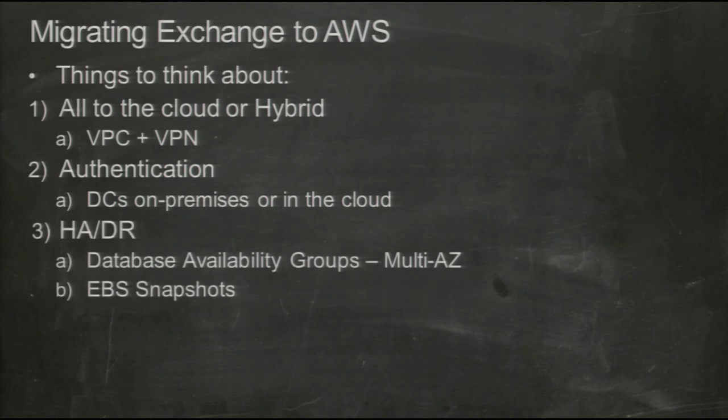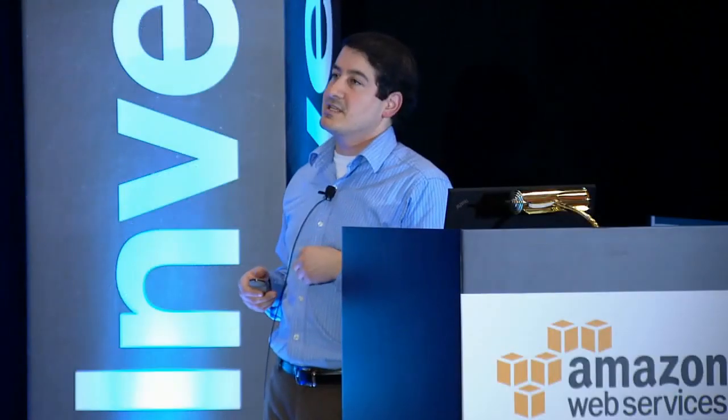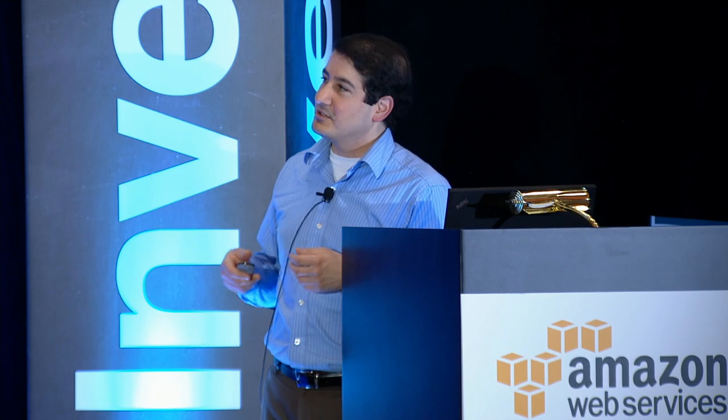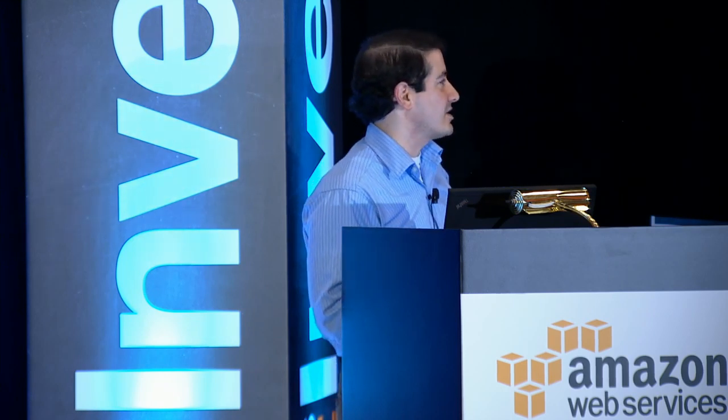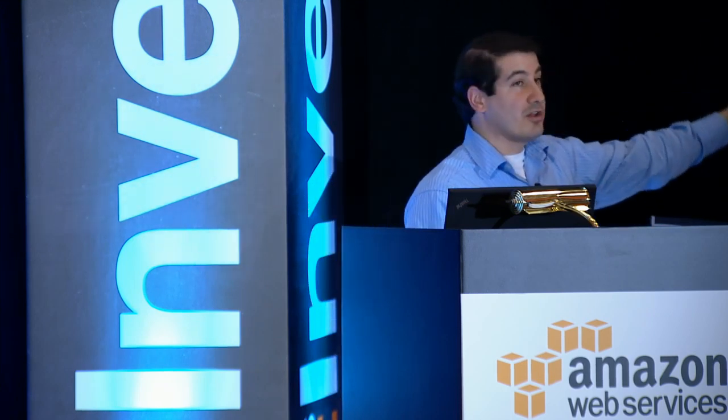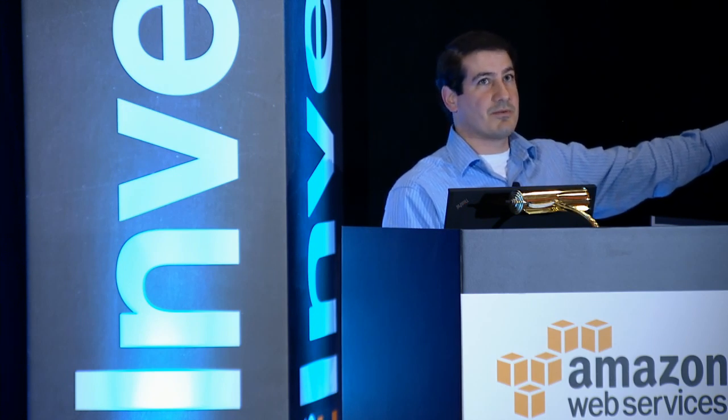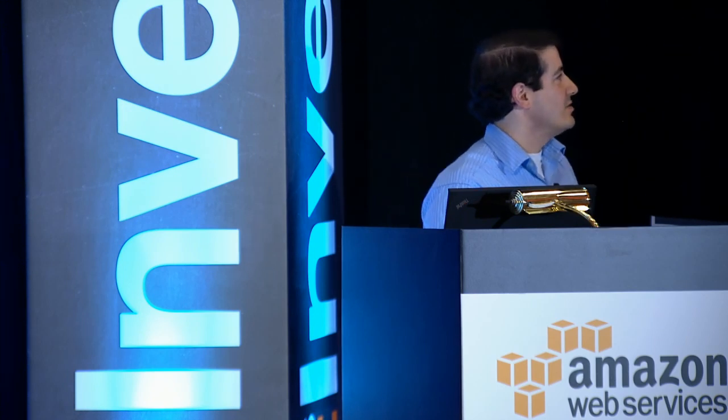HADR. So Exchange supports this technology called database availability groups. Again, we recommend that you deploy them multi-AZ. You could deploy them in a single AZ if you want, but if that AZ goes away, you're in trouble. So we would recommend multi-AZ. The other thing, too, is you can take EBS snapshots or use the native backup of Exchange to actually back up your Exchange environment. And you can do all of these things. Right? They're not either or. So for the most highly available environment, we would say use database availability groups and also take EBS snapshots of your EC2 environment to get the highest HADR inside of your system.